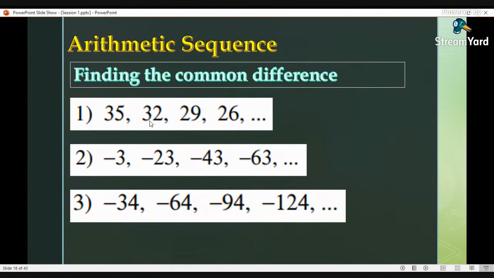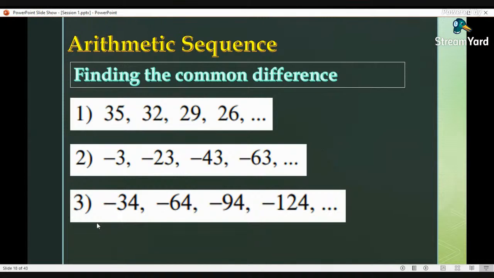So 32 minus 35, we get -3. So the common difference is -3. Meaning 35 plus -3, we get 32. 32 plus -3, we get 29. 29 plus -3, we get 26, and so on.